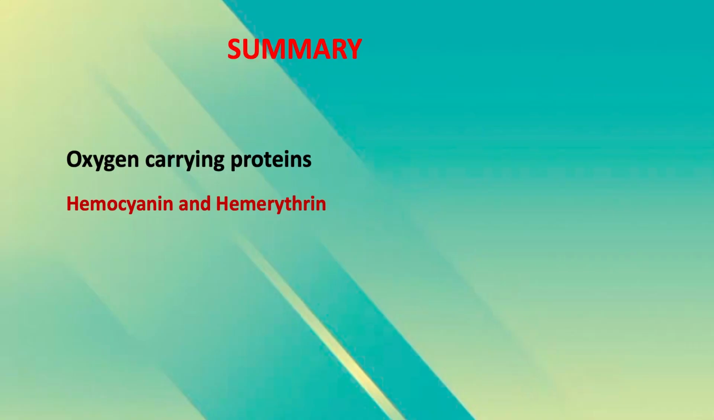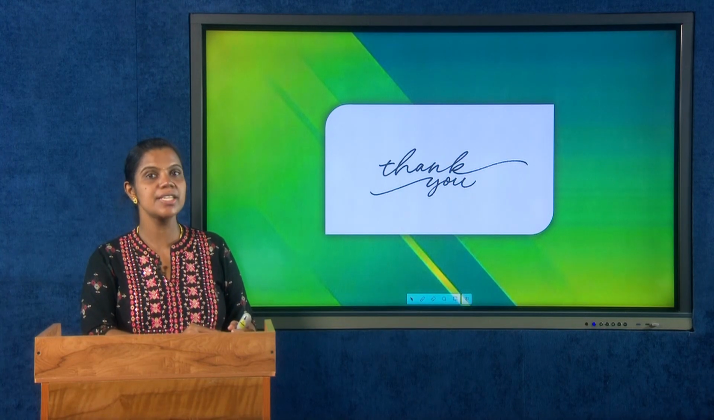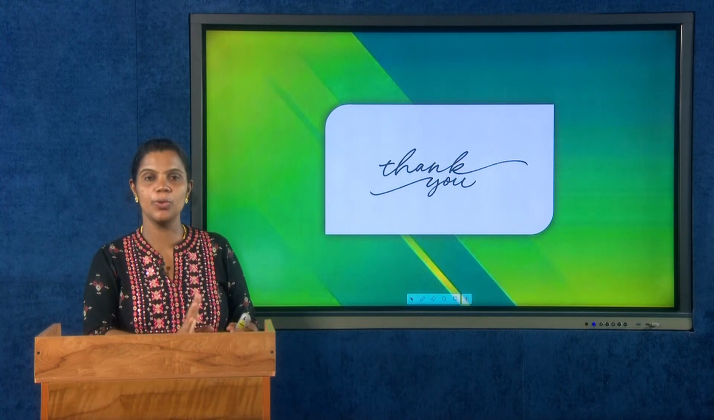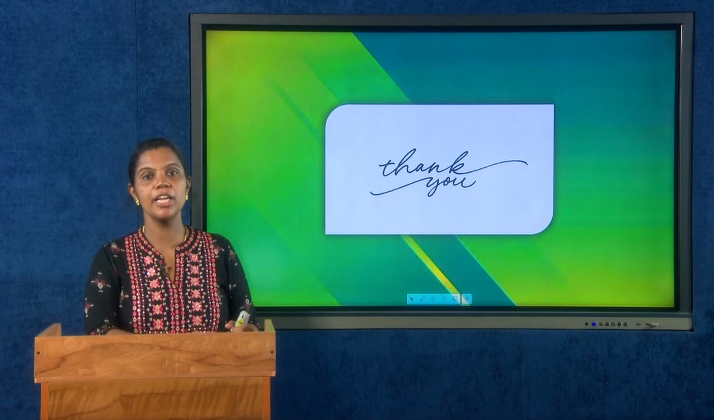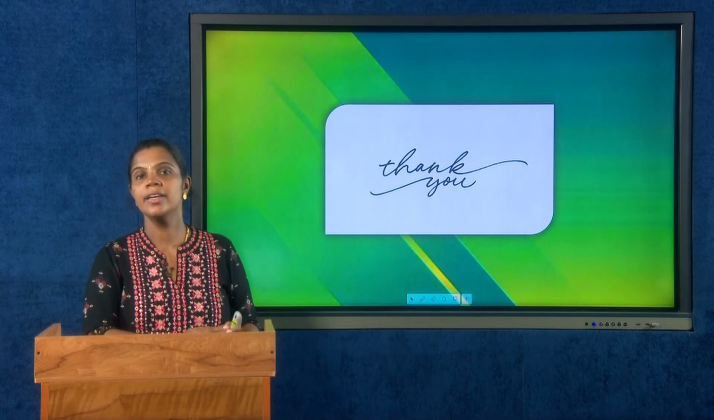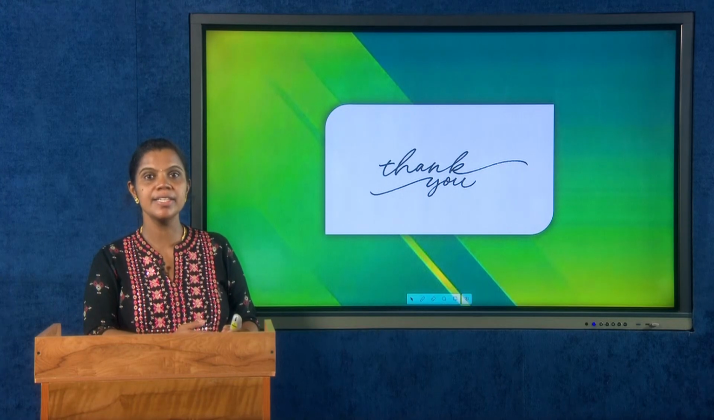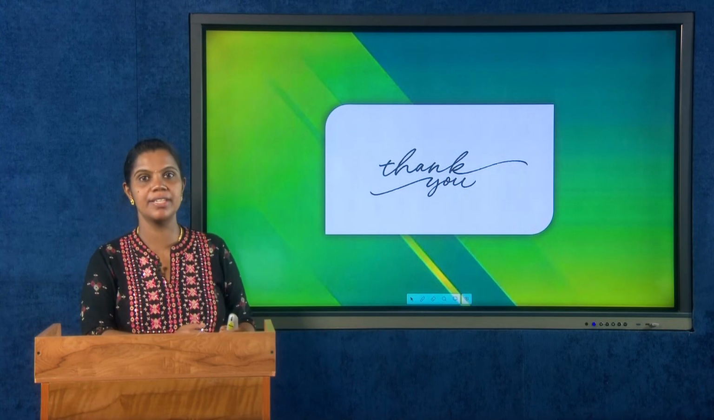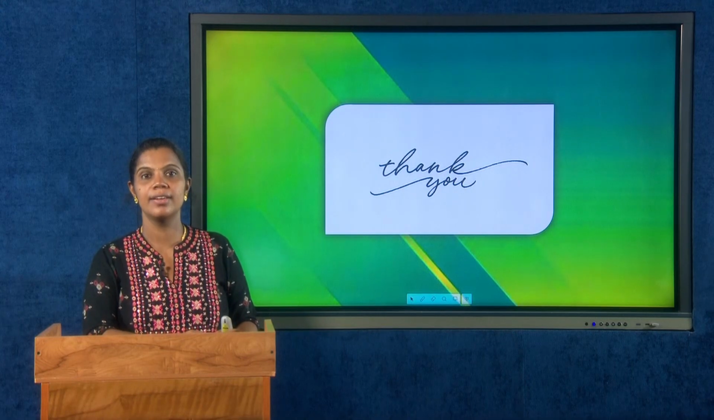In today's lecture, we have learned about the structure and function of the oxygen carrying proteins hemocyanin and hemerythrin particularly. We know that hemocyanin is present in certain mollusks and arthropods. It is a copper containing oxygen carrying protein, and hemerythrin is found in certain earthworms, that is annelids, and certain marine invertebrates. It is a non-heme iron containing protein.